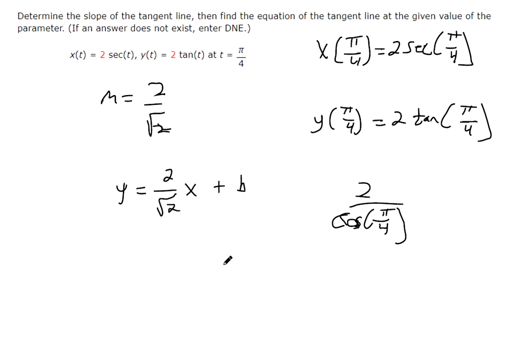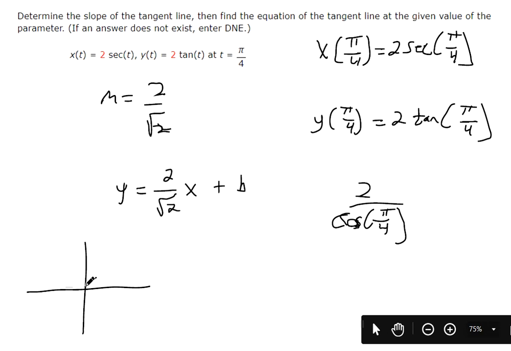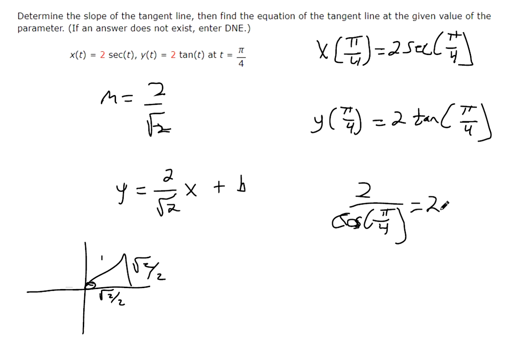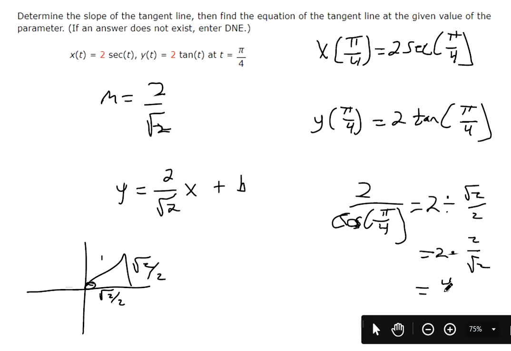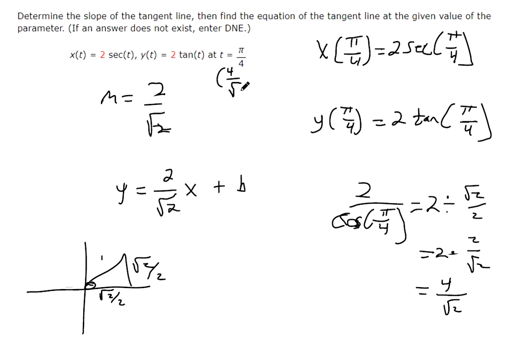And so for cosine, we can just draw that same triangle that we had before. A pi over 4 angle means that we have square root of 2 over 2 for our sides. And cosine is the adjacent of this angle here, so it's the adjacent divided by the hypotenuse. So cosine is square root of 2 over 2. So this is 2 divided by cosine pi over 4, which is 2 divided by square root of 2 over 2. So we can flip and multiply, and we get 4 over the square root of 2. That's what we have for our x coordinate, okay? At pi over 4, x is 4 over the square root of 2.